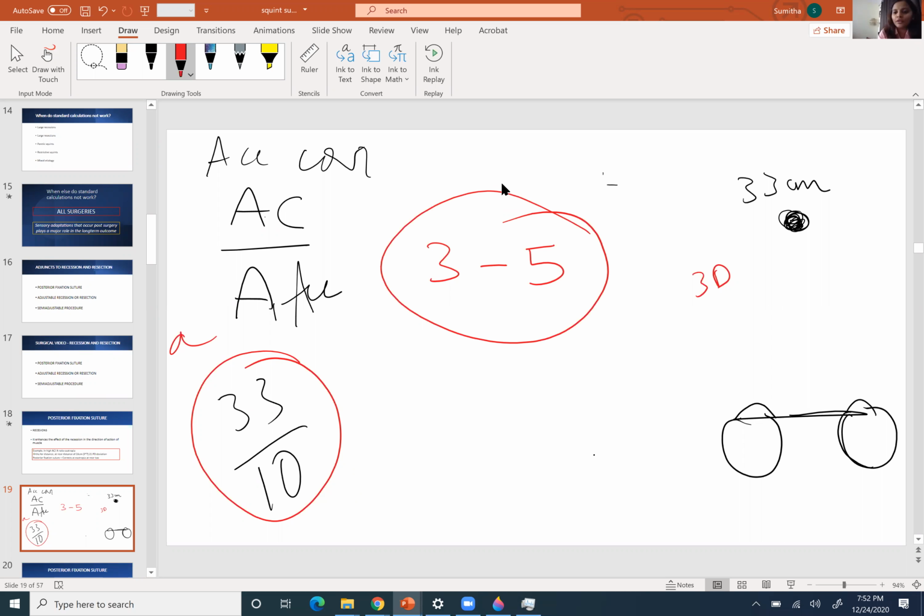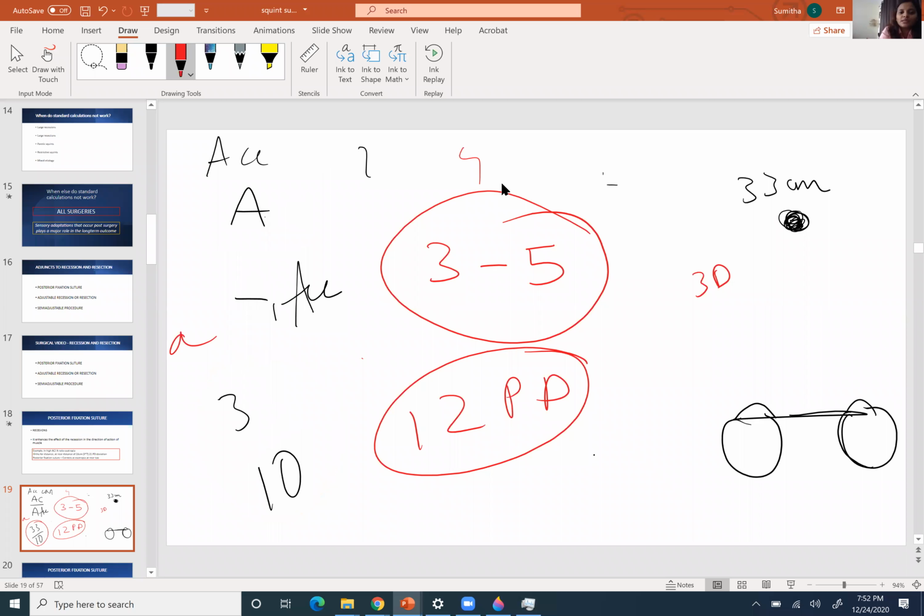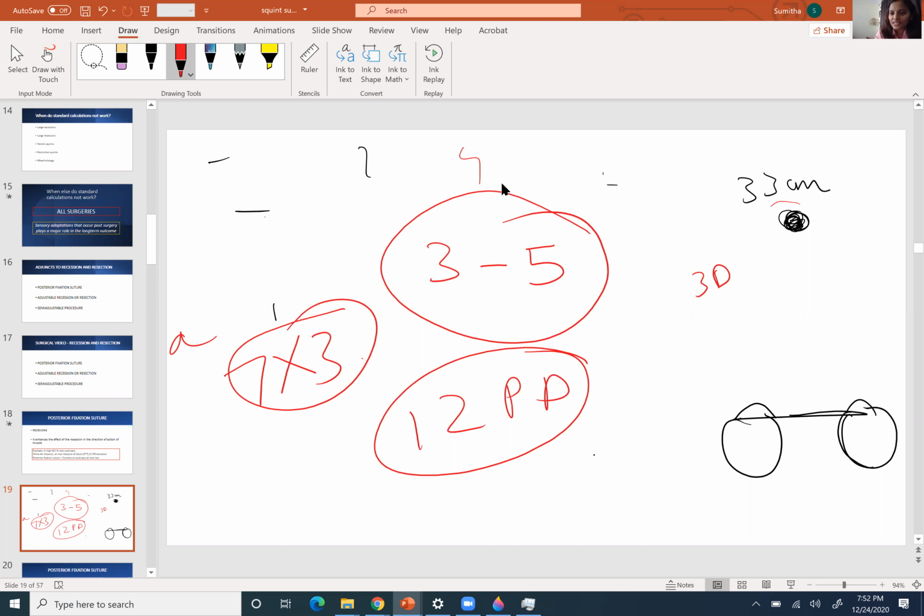So for 3 diopters of accommodation, how much convergence should be happening? If the patient has a normal AC/A ratio, say we take the average to be 4, the convergence is 12 prism diopters. But if we have a patient with a high AC/A ratio, say 7 in that particular patient, then 7 into 3 gives you 21. So for the same target, the person is converging about 21 prism diopters.